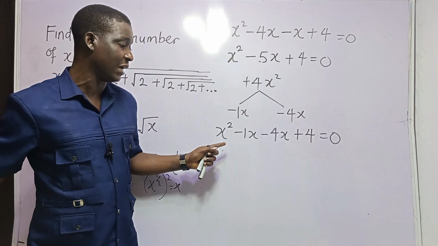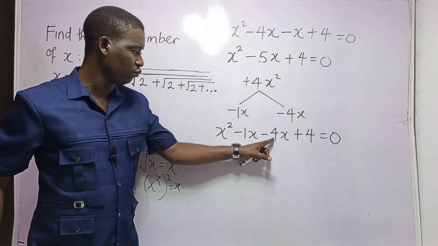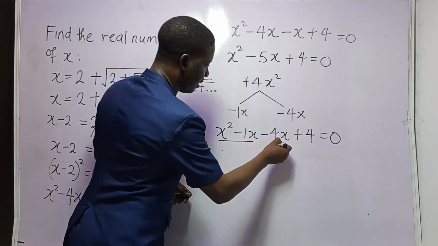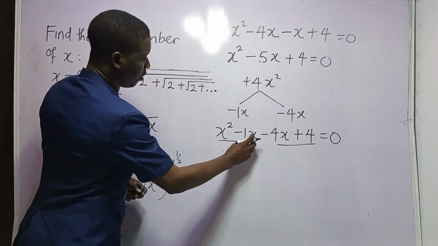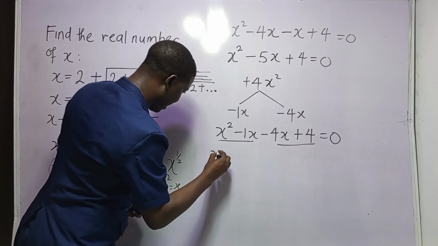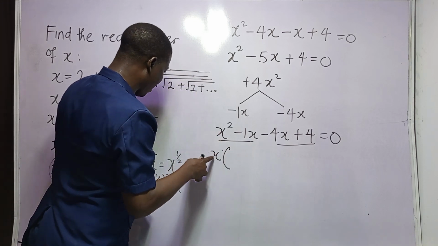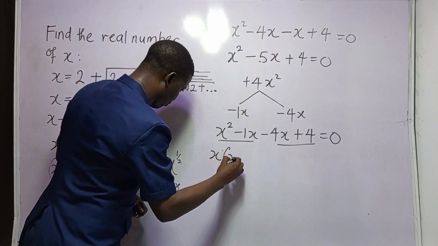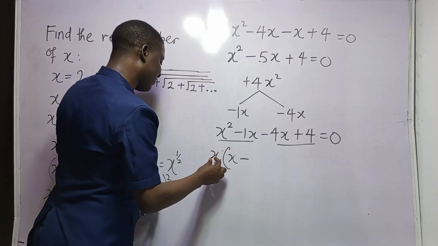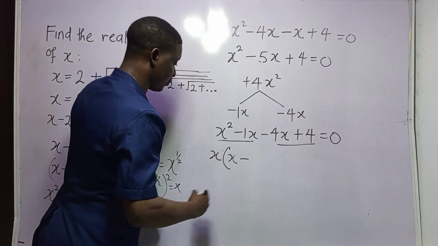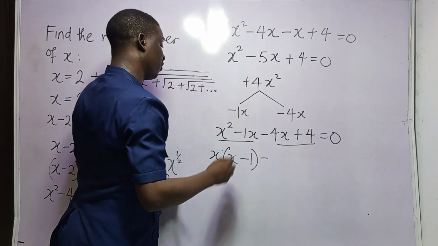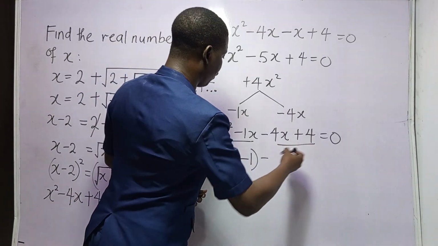Now what we are going to do is factorize. Let's pair them, let's group them. What is common in both x squared minus 1x is x. The x squared divided by x, we are going to have x. Put it there. Minus. Then my 1x divided by x, we are going to have 1. Then the minus, what is common between these two is 4.